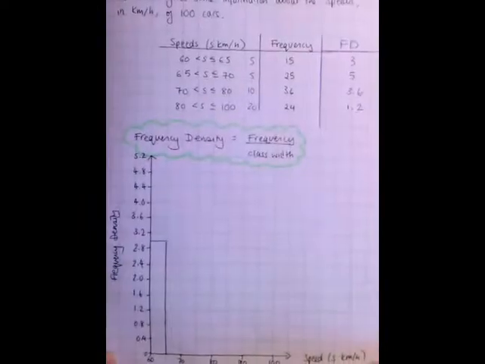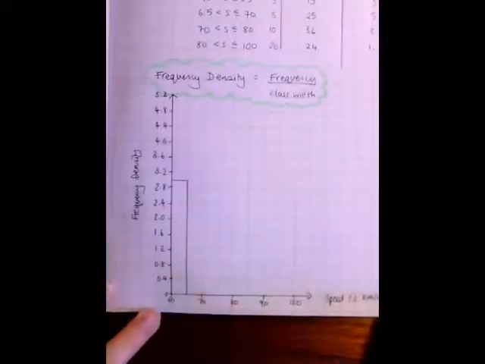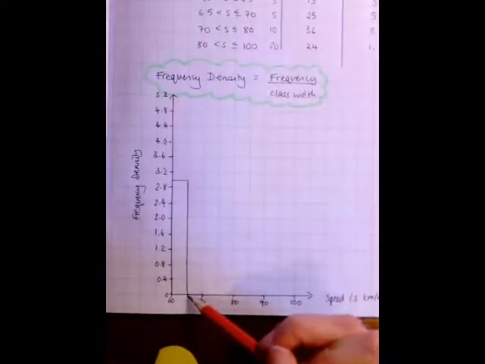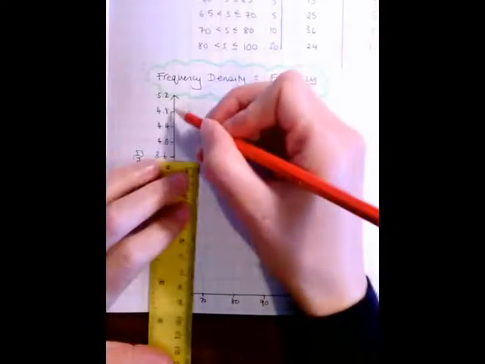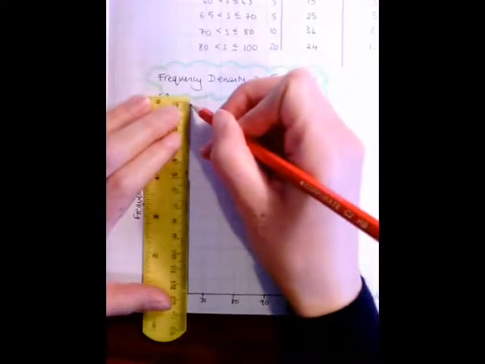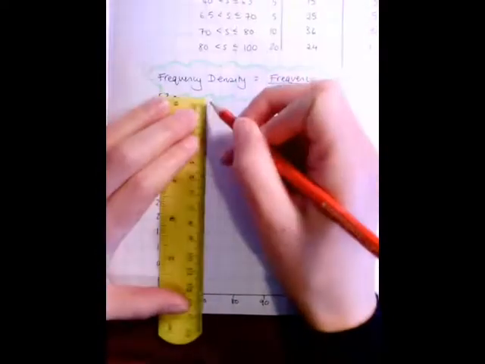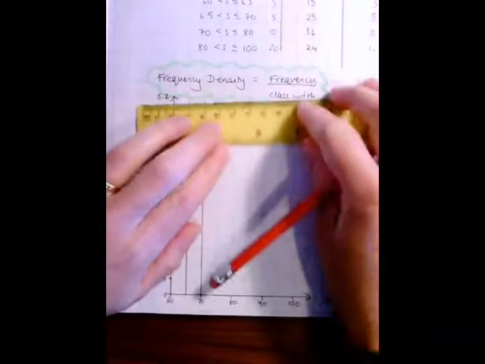The next one is 65 to 70, and that's frequency density of 5. So it'll be the same size bar, because it's only class width of 5, but it also needs to go up to 5, which will be in between 4.8 and 5.2. Okay.